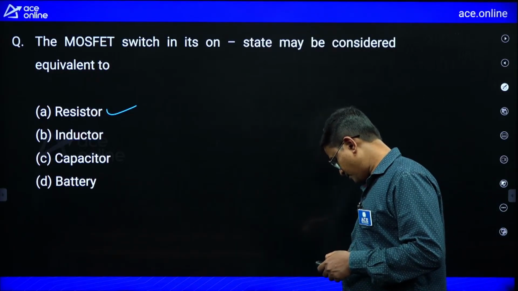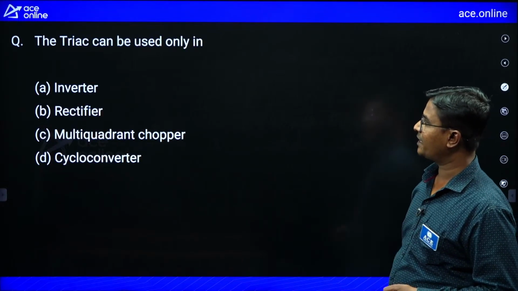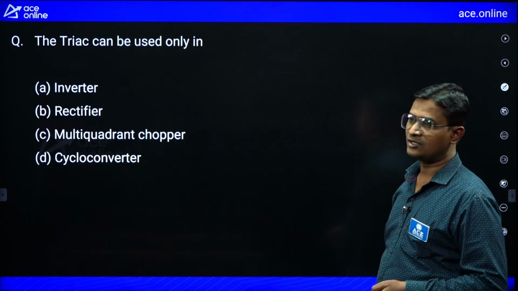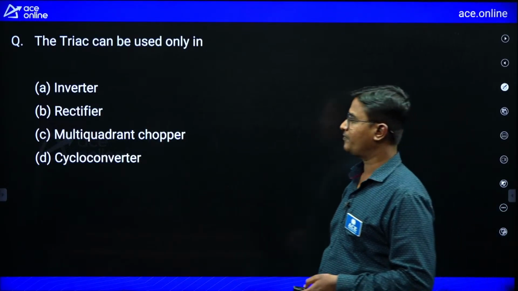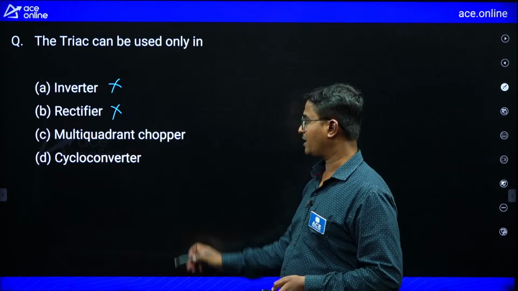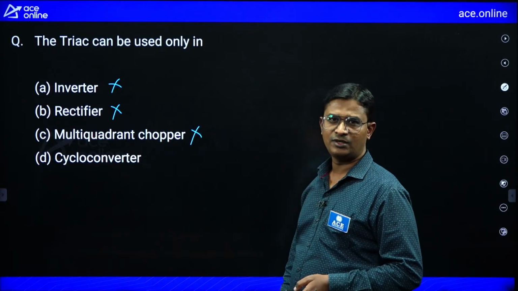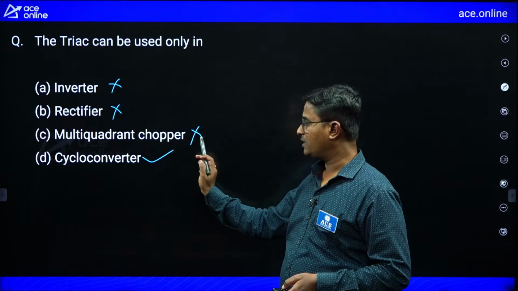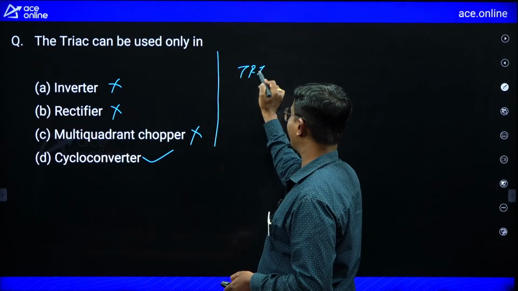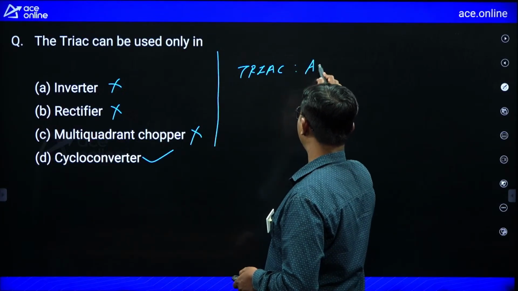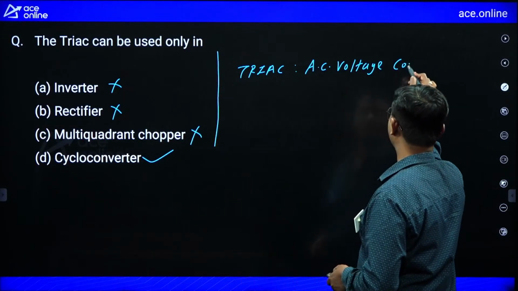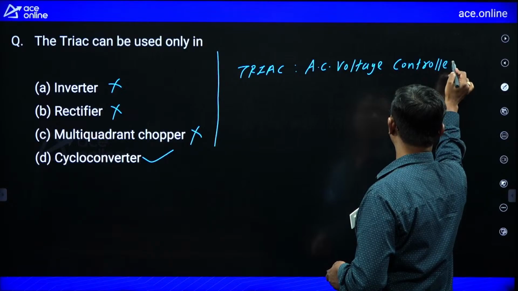Next, the triac can be used only in, yes, in which converters do we use triac? Do we use triac in inverters? No. Do we use triac in rectifiers? No. Do we use triac in a multi-quadrant chopper? No. We are using triac only in AC voltage controllers and cycloconverters. Triac is used in an AC voltage regulator or AC voltage controller, or it is also known as a regulator.